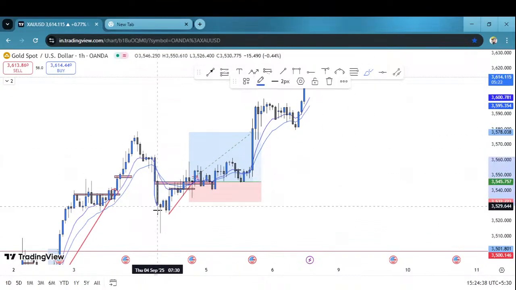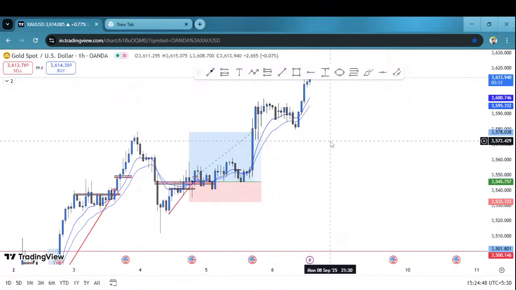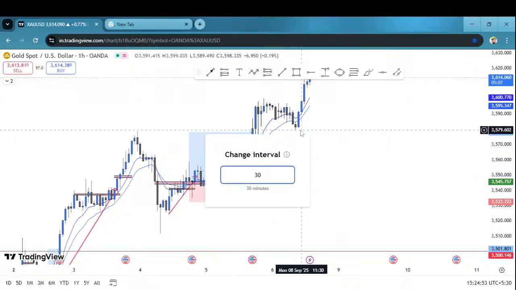So as price came down, it was not moving much in the buy direction or the sell direction as well. Then it formed a resistance over here. Let me go to 30-minute and 5th, then we'll move on.